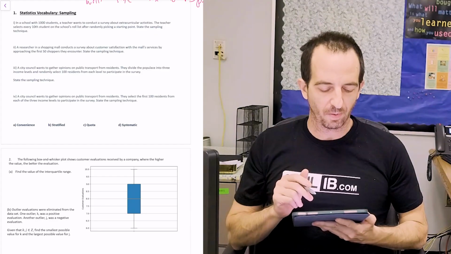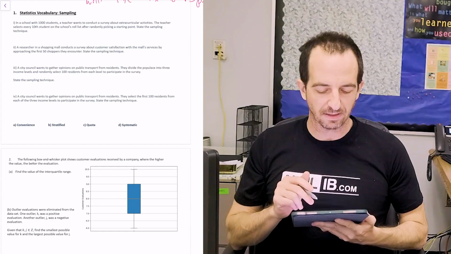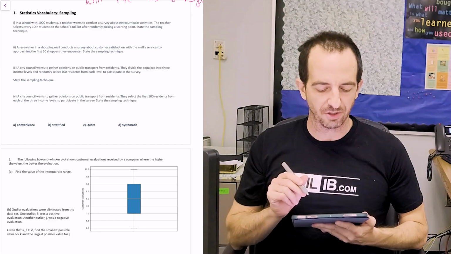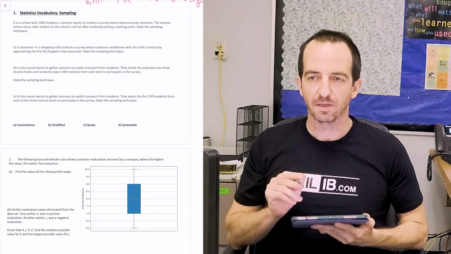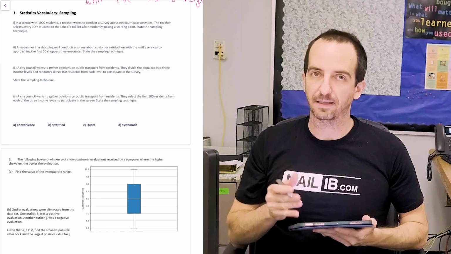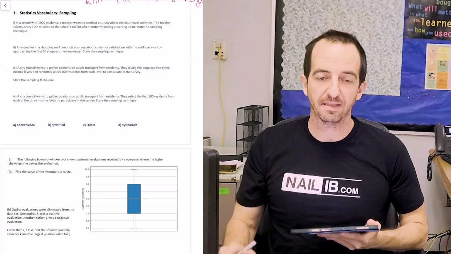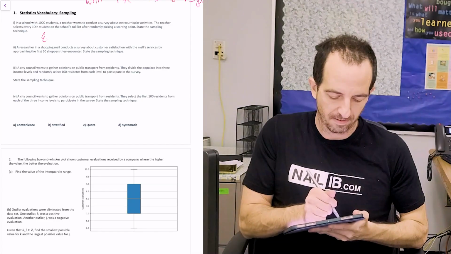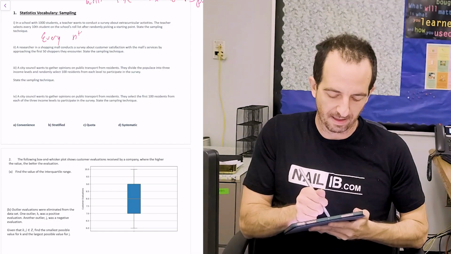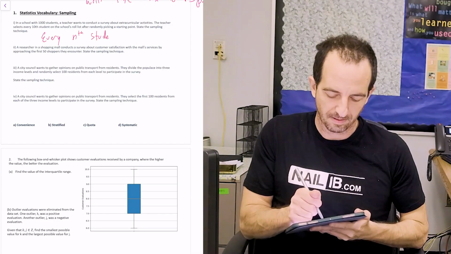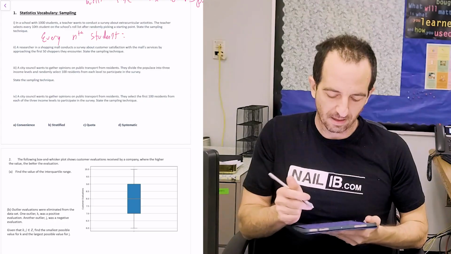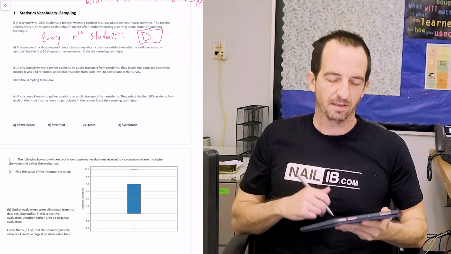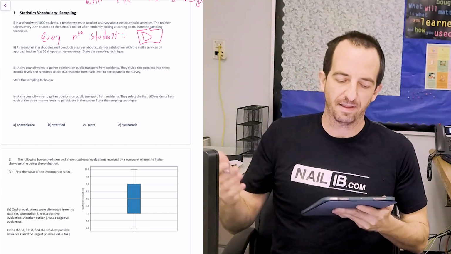So in number 1, it says a school with 1,000 students. In a school with 1,000 students, a teacher wants to conduct a survey. The teacher selects every 10th student. Because the teacher is systematically, as I write the vocabulary word, systematically choosing every nth student, that corresponds to D, a systematic study if you're taking every nth person.